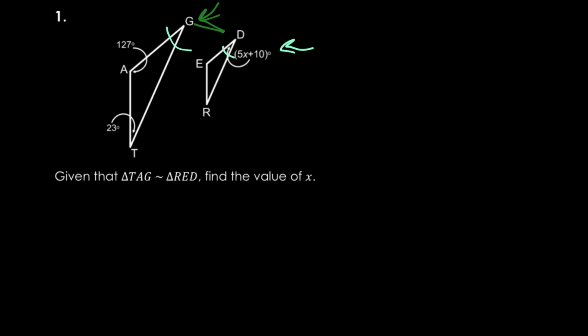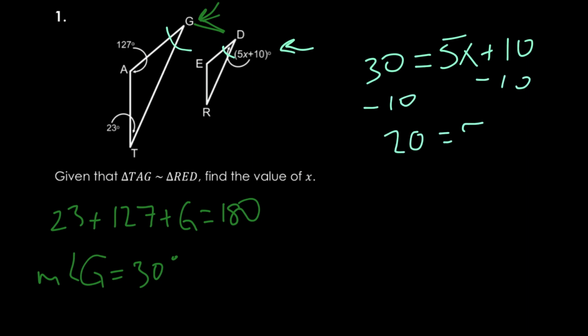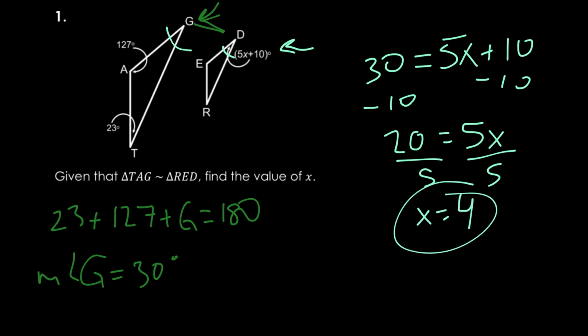So first, I'm going to use the Triangle Sum Theorem and say that 23 plus 127 plus g must equal 180. I subtract 23 and 127, and I get g to equal 30 degrees. Once I know that, 30 must be equal to 5x plus 10. And I go through and I solve for x. Once I'm there, we get x equals 4.